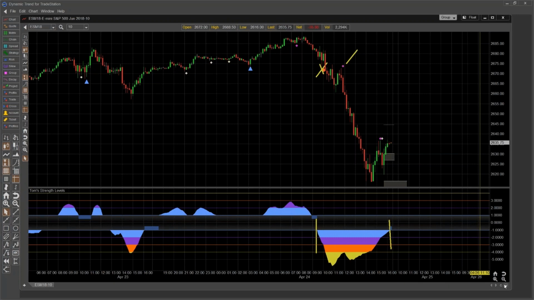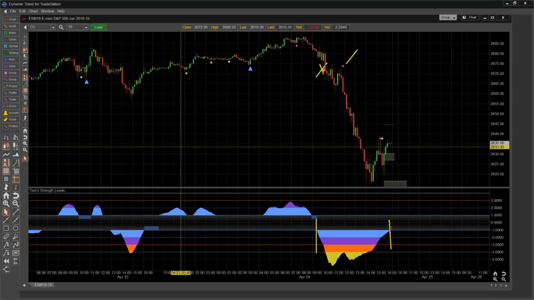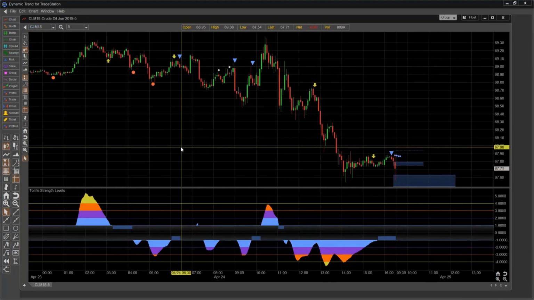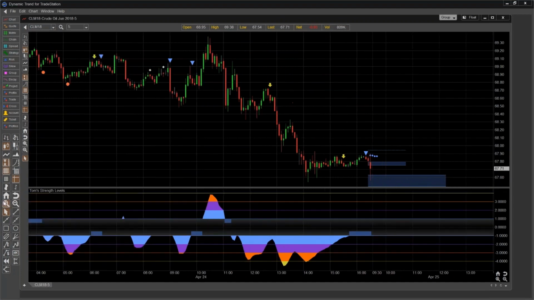Because without the TSL, for example, let's say I'm going to trade the June crude oil on a 5-minute basis. If you simply look at it, you will see that right here from 1140 all the way till it started getting up here, the TSL was down. So on a 5-minute basis, there's my signal.